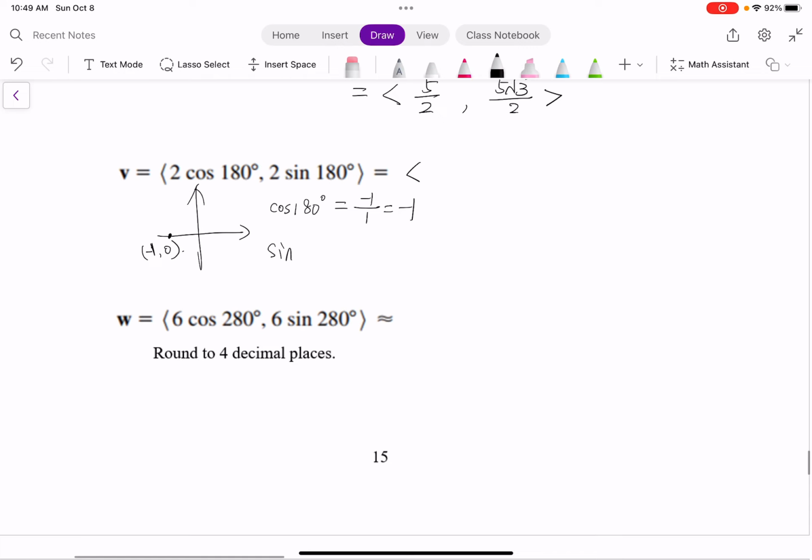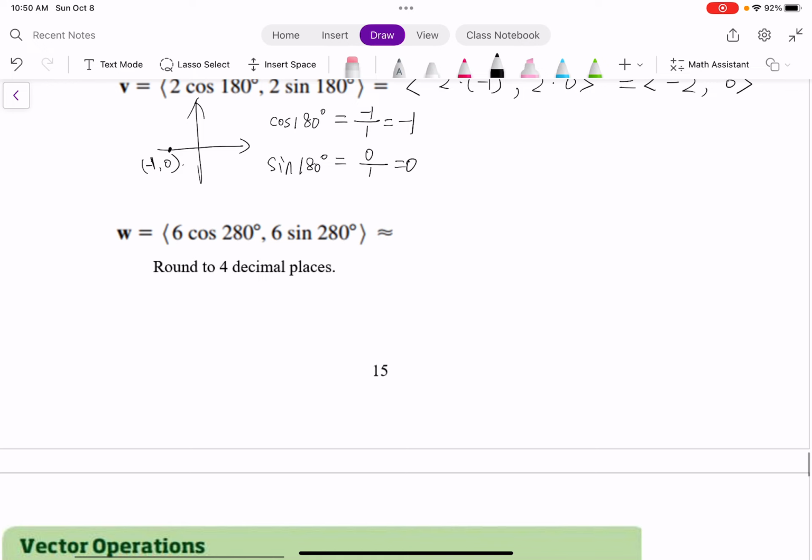And how about sine 180? It is y over r, which is 0 over 1. It is 0. Okay, I have 2 times -1, and then comma 2 times 0. So this is -2 comma 0.